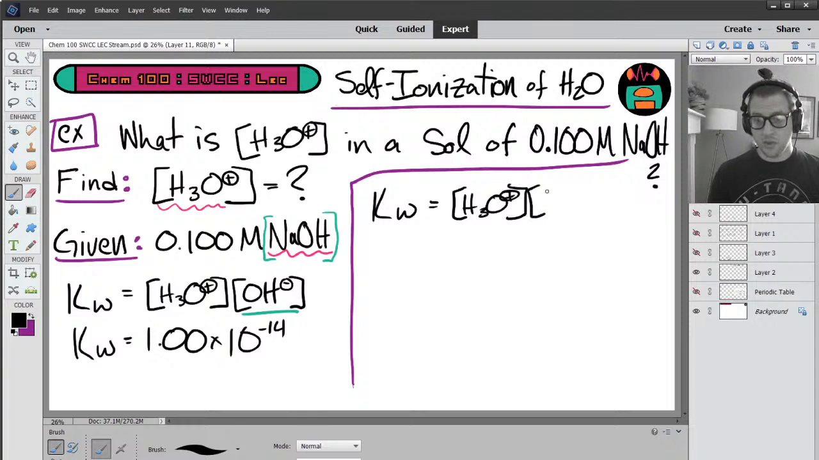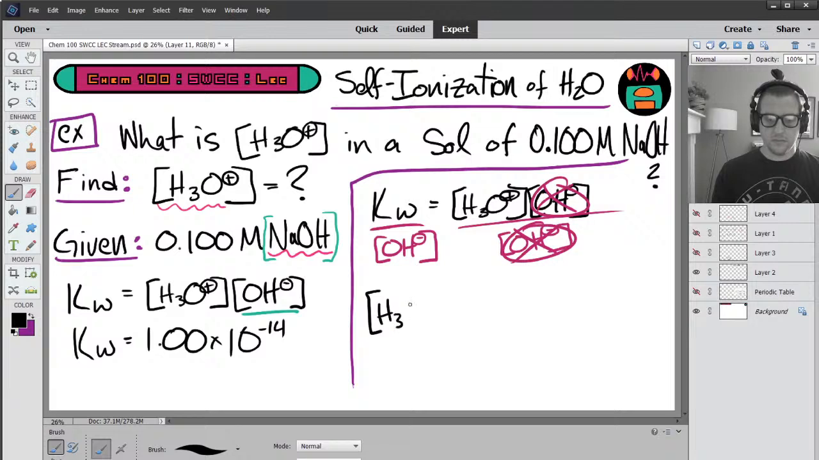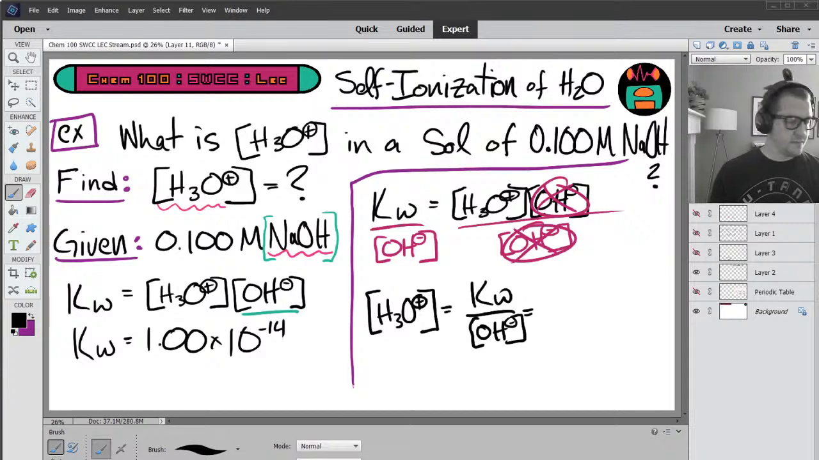The algebra is going to look very similar, but I think it's just faster rewriting it than trying to control Z my way to the end. Let's divide both sides by the molarity of hydroxide, maybe. And then we'll know the molarity of hydronium. There we go. And now we can plug in our values.